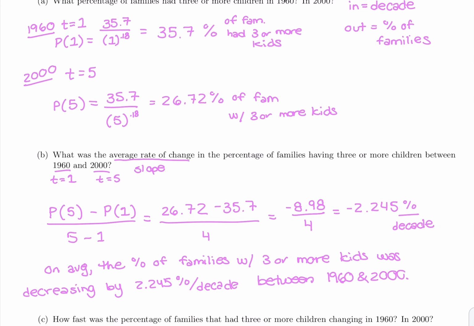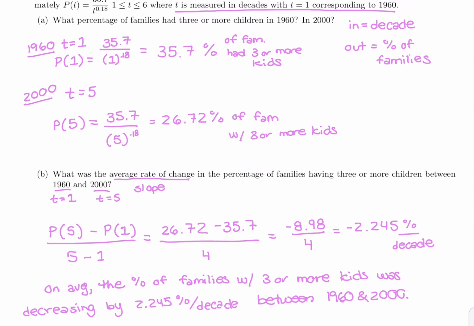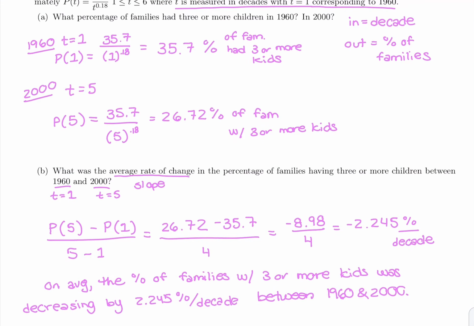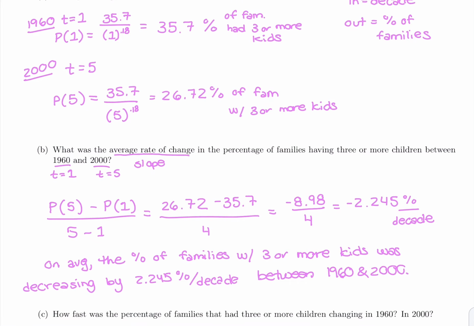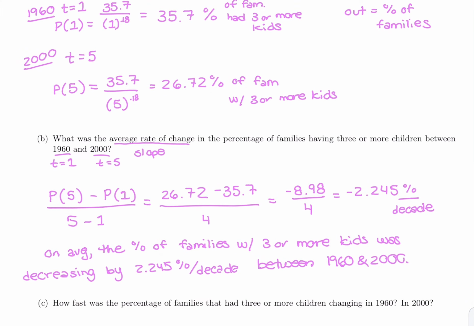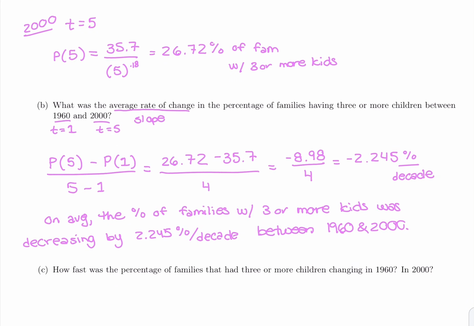Which makes sense. I would know that I got part B wrong if I got a positive answer, right? Because we said it went from 36% to 27% between 1960 and 2000. So going down from 36 to 27, we should have a negative average rate of change. Shouldn't be positive.